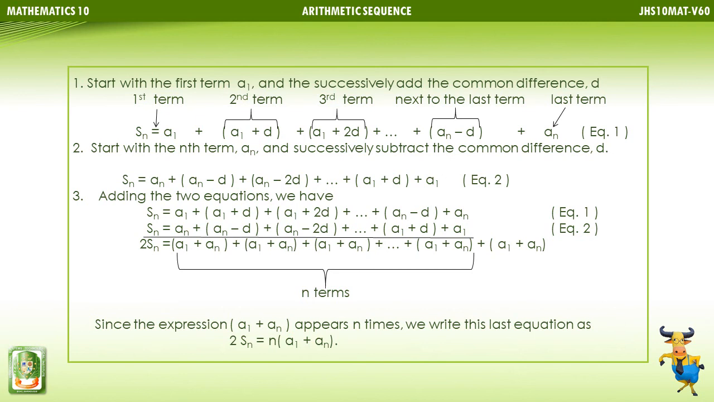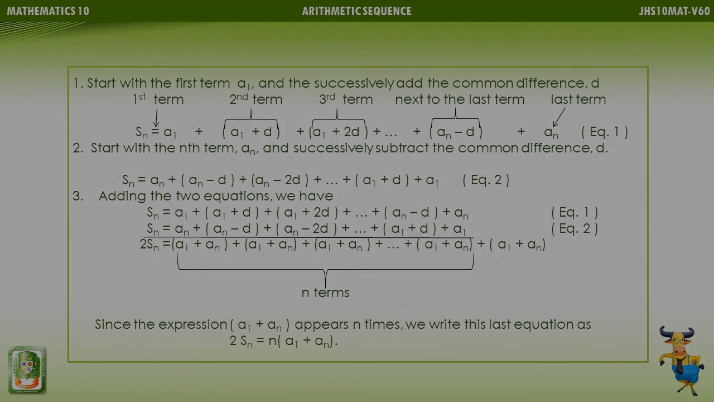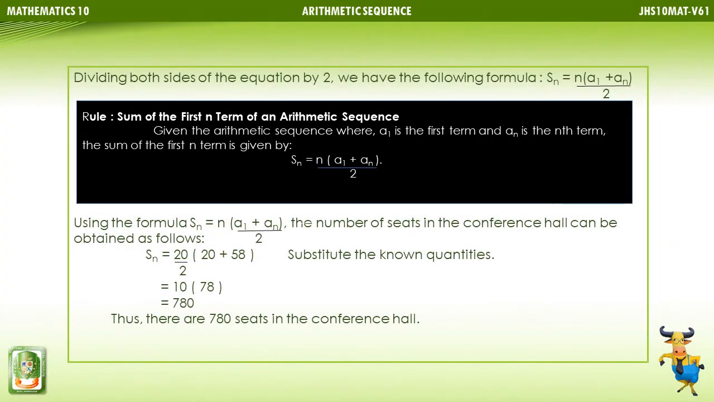N terms. Since the expression A sub 1 plus A sub n appears n times, we write this last equation as 2S sub n equals n times A sub 1 plus A sub n. Dividing both sides of the equation by 2, we have the following formula. S sub n equals n over 2 times A sub 1 plus A sub n. Rule: sum of the first n terms of an arithmetic sequence.